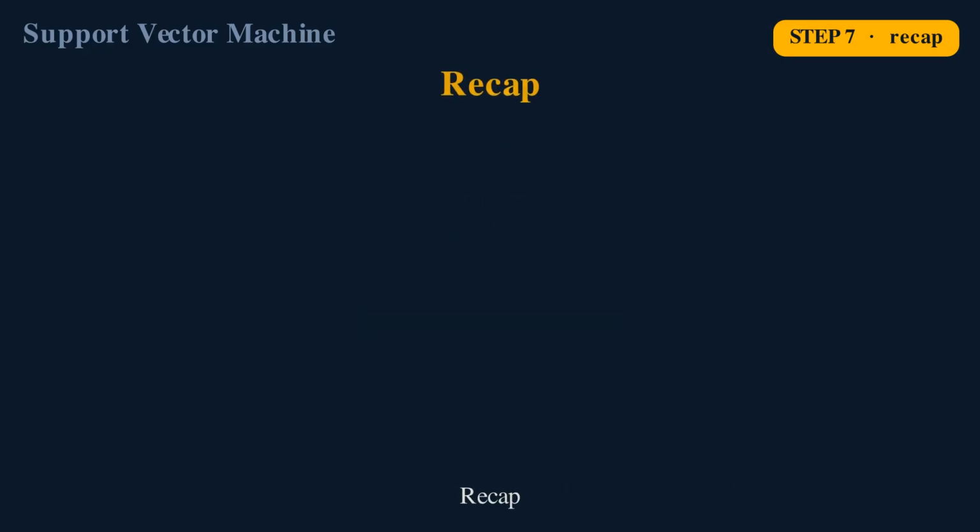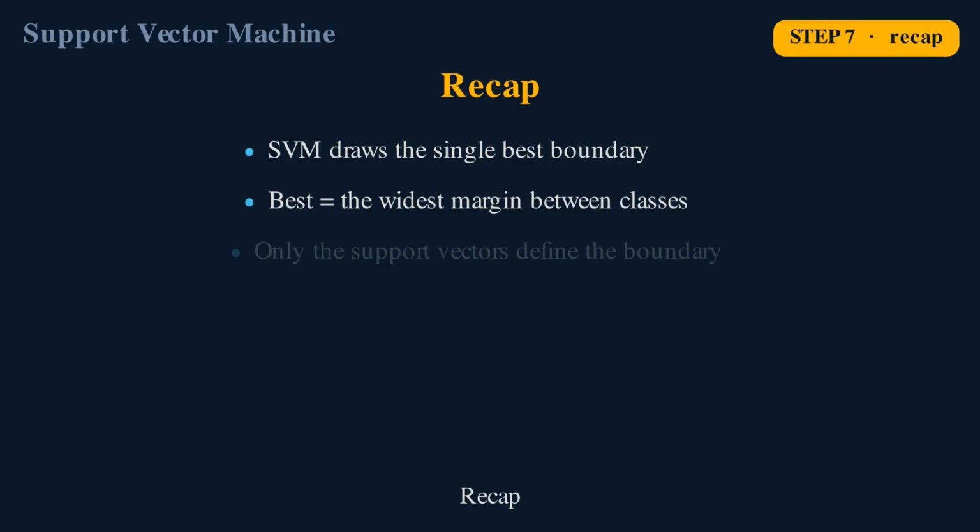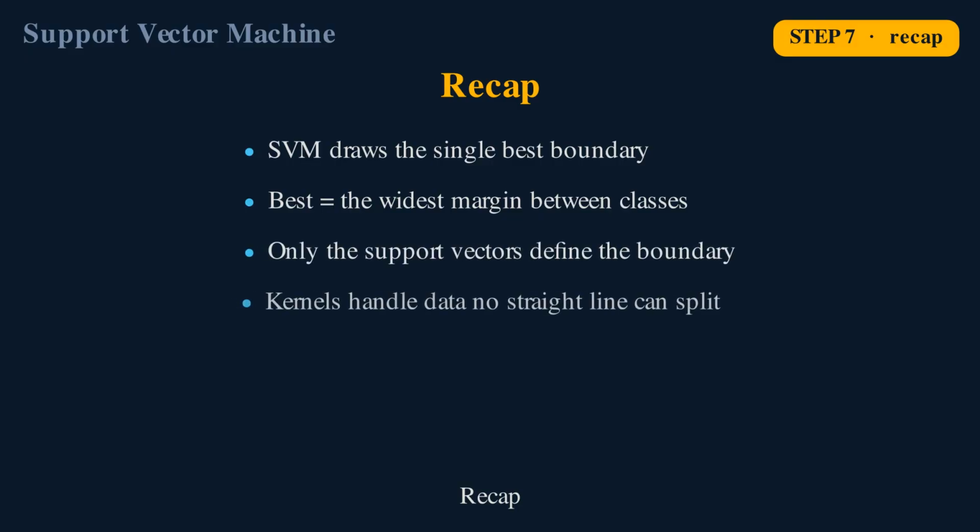Let's recap. An SVM classifies by drawing the single best boundary. Best means the widest margin between the classes. Only the support vectors, the closest points, decide where that boundary sits, and kernels handle data no straight line can split.